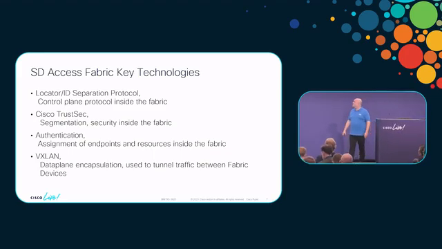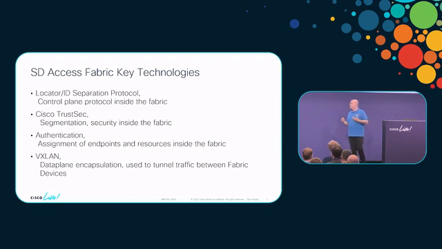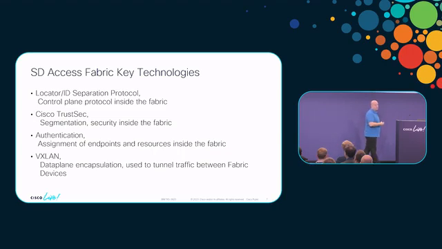VXLAN is the encapsulation that we use. LISP itself also has an encapsulation for pure IP packets. Because our SD-Access solution also allows layer 2, we're using VXLAN. With VXLAN, we can encapsulate the entire packet inside the VXLAN packet and tunnel it through the fabric. Obviously, we don't interoperate with VXLAN like EVPN, but we do use it internally.